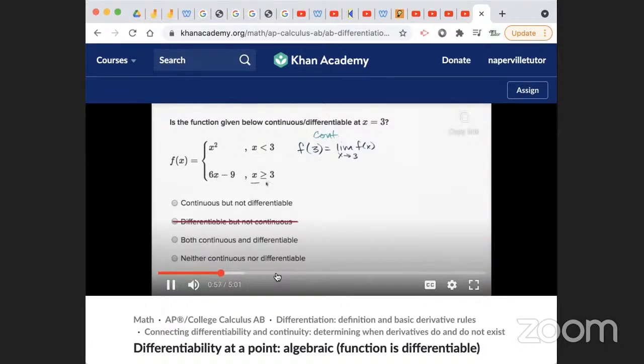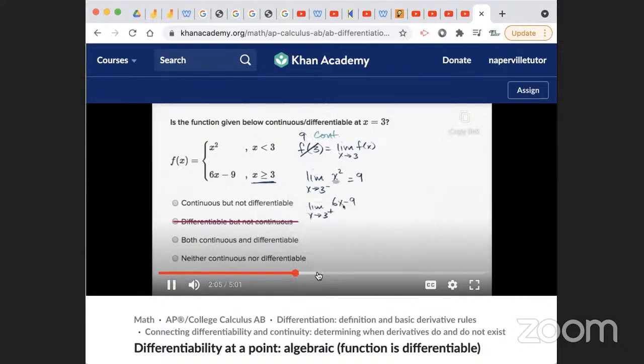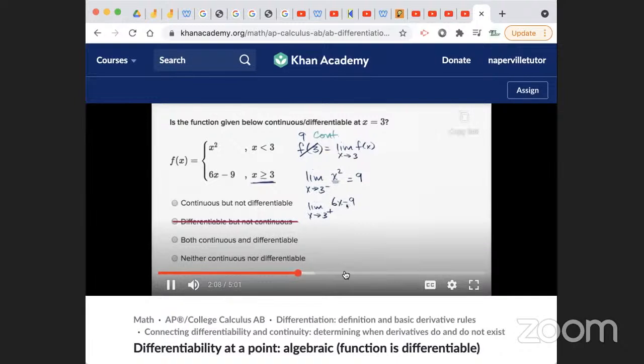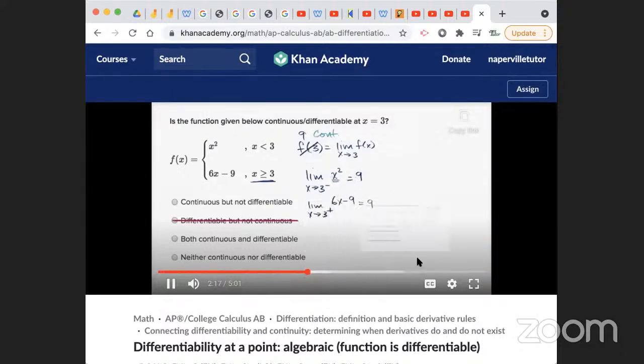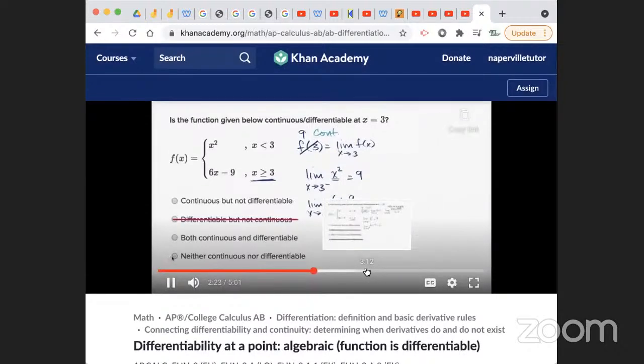Well, we fall into this case right over here, because x is equal to 3. So 6 times 3 is 18, minus 9, is 9. So the limit of f of x as x approaches 3 needs to be equal to 9. We can just pop a 3 in there, and you get 18 minus 9. Well, this is also equal to 9. So the left and right hand limits both equal 9, which is equal to the value of the function there. So it is definitely continuous.